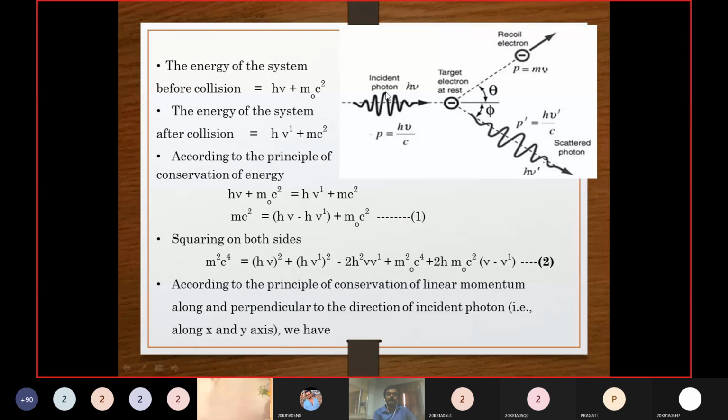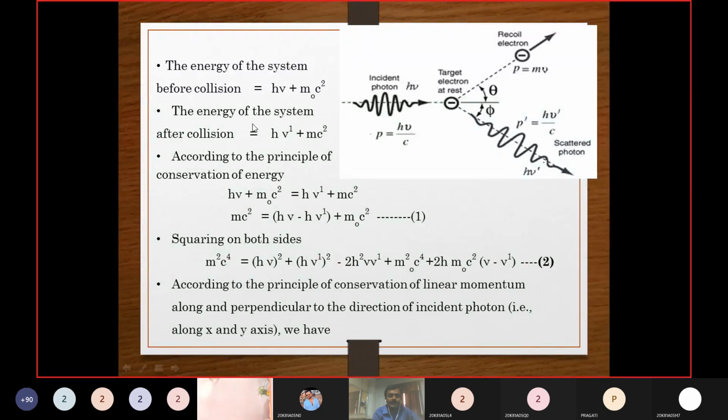Now the energy of the system before collision is h nu plus m naught c square. Before collision the electron is at rest, so m naught is the mass of the electron when it is at rest, and m naught c square is the rest mass energy of the electron. H nu is the energy of the photon. So the total energy of the system before collision equals h nu plus m naught c square.